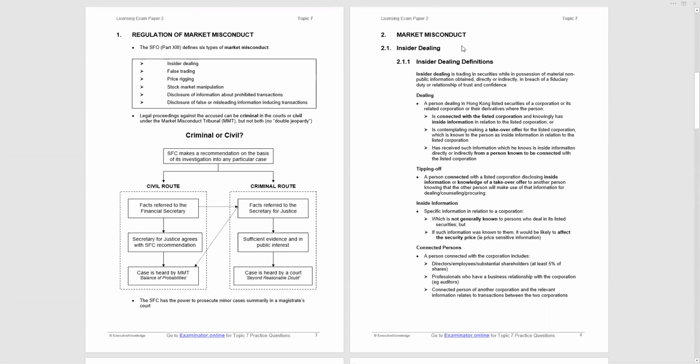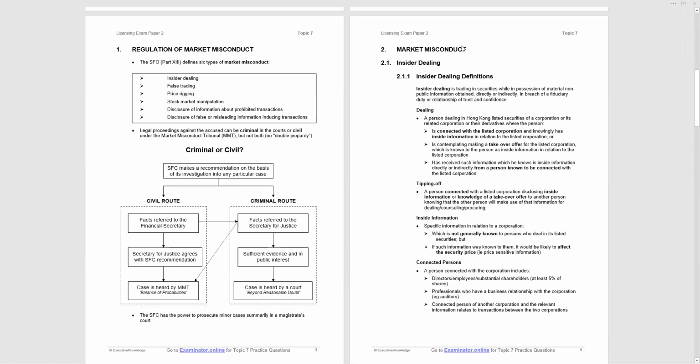So there are at the top of page 3 the 6 categories of market misconduct: insider dealing, false trading, price rigging, stock market manipulation, disclosure of information about prohibited transactions, and disclosure of false or misleading information inducing transactions. Now, each of the 6 is defined under section 2, and I'll leave you to read through it. It's not that demanding. I may highlight 1 or 2 points when I get there.